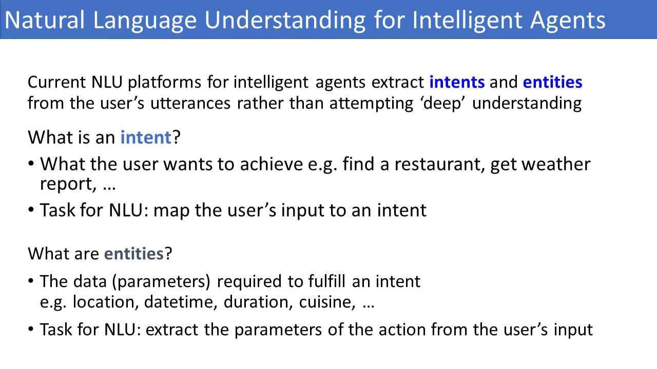Entities then are the little bits of data, the parameters or the objects, sometimes called slots as well. So for example, location or duration. In the personal chef, it would have been the ingredients and some of the other parameters as well. And here these have to be extracted from the user's input so they can be used.